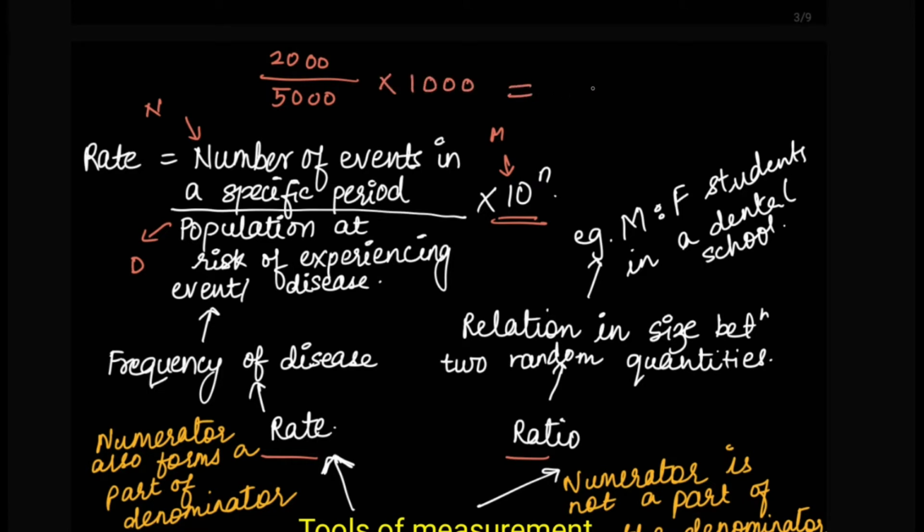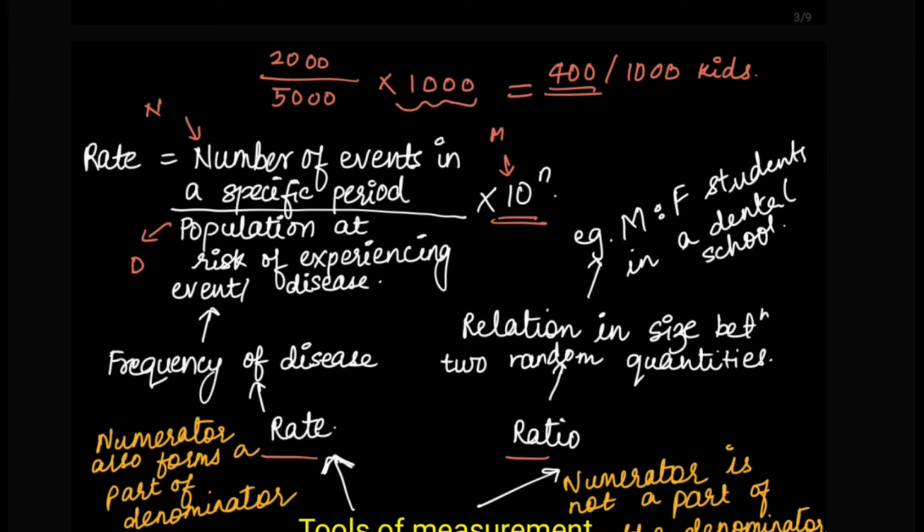So I am going to say that okay, out of 5,000 students, 2,000 students are having caries, the rate is basically 2,000 divided by 5,000 into 1,000, which comes to 400 per 1,000 kids. So per 1,000 kids, 400 of them have caries. Now why did I say 400 per 1,000 kids? Because the multiplier was 1,000.